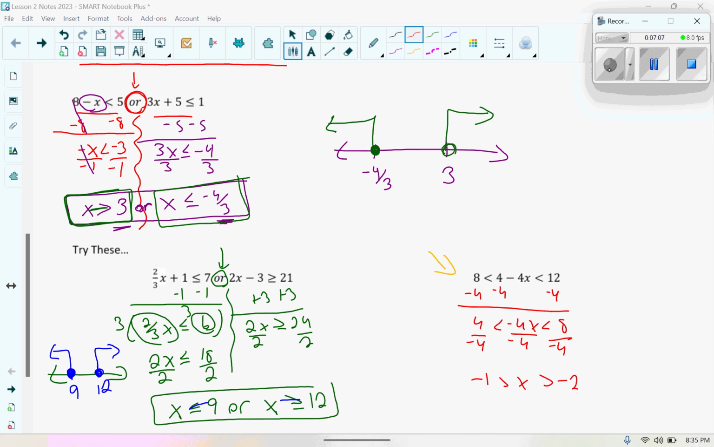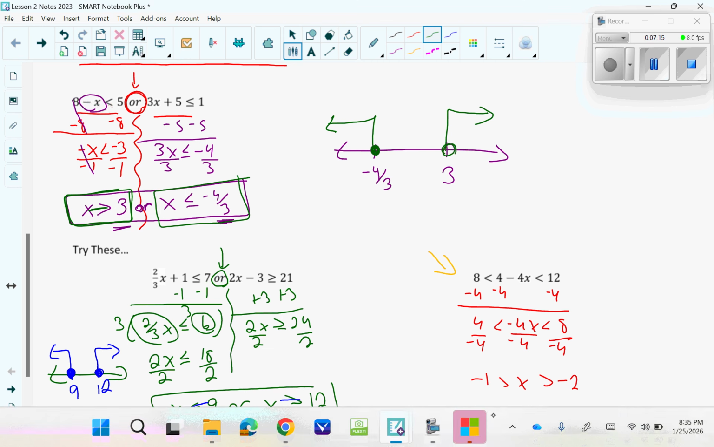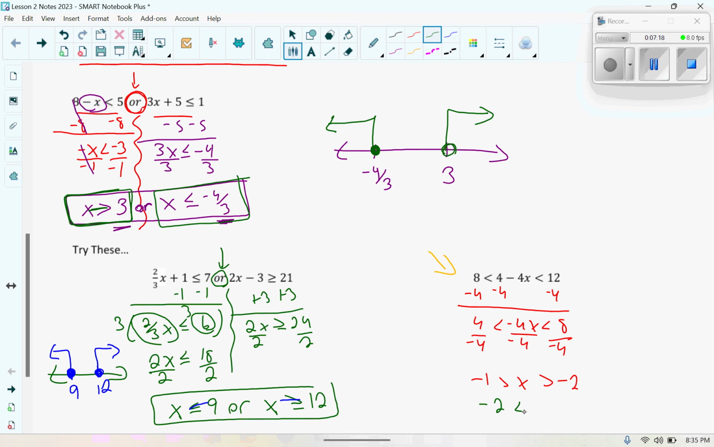Okay, so I did my math. I ended up with this, but I'm backwards because I had to flip the sign. So I'm going to rewrite this, in another color, as -2 is less than x is less than -1. So that's going to help me draw my number line. I have an open dot on -2 and an open dot on -1, and it's sandwiched in between those two numbers.